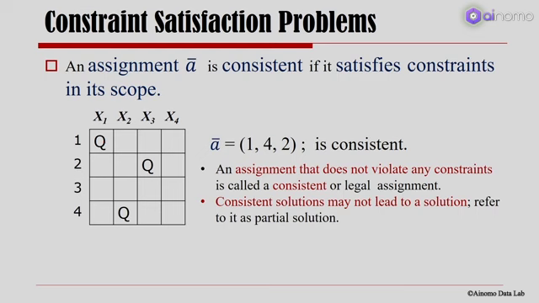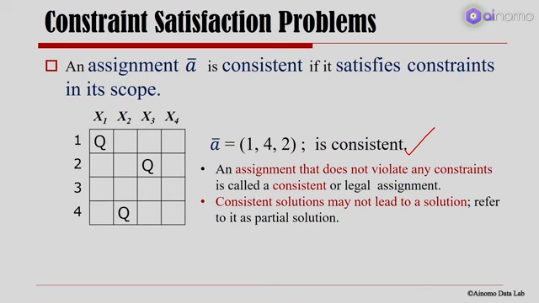Like in the previous example that we were looking at, where I had an assignment of 1, 4, 2 for 3 queens placed on a 4 cross 4 grid, I could see that it satisfies the constraints, and therefore that assignment is said to be consistent. An assignment that does not violate any constraint is called a consistent or legal assignment. Now, this is interesting to note here that consistent assignments may not lead to a solution.